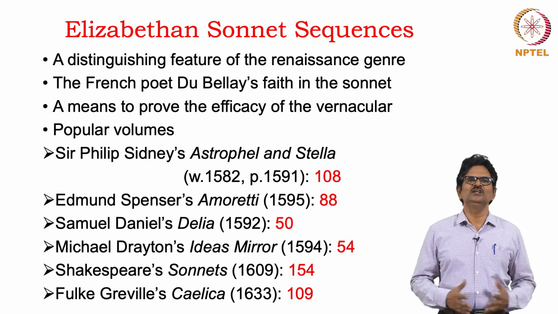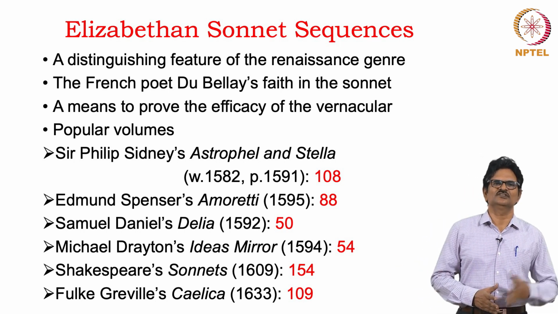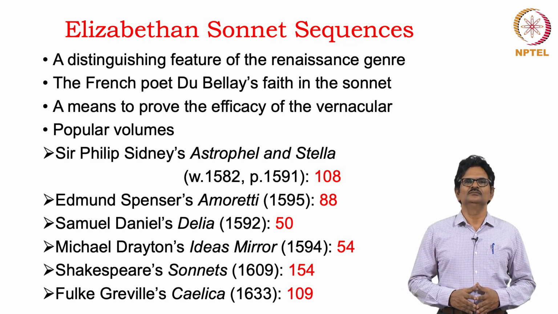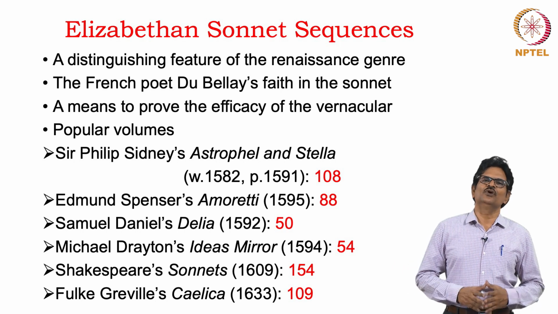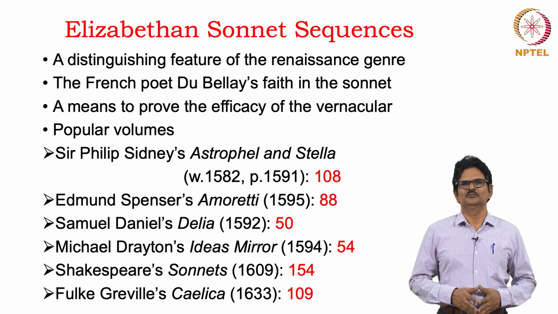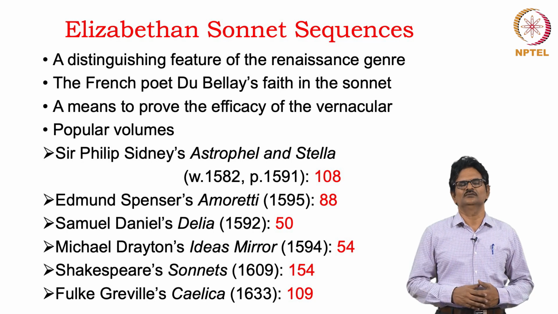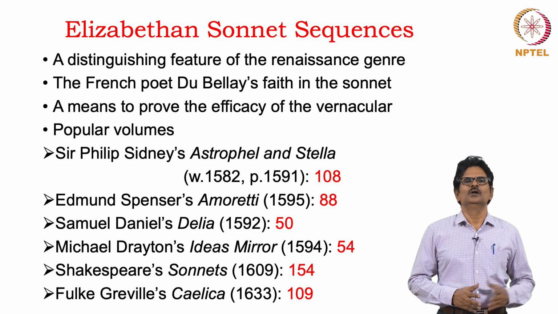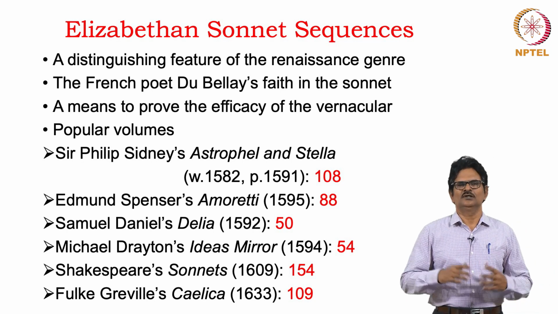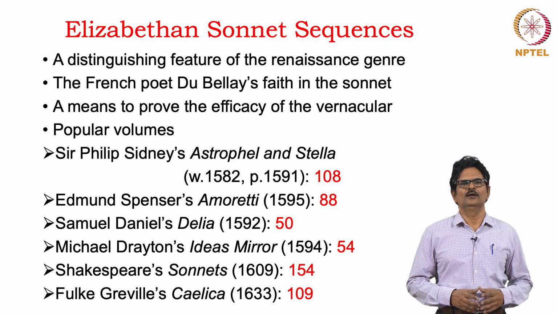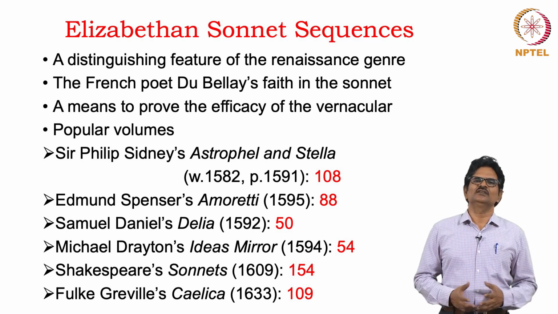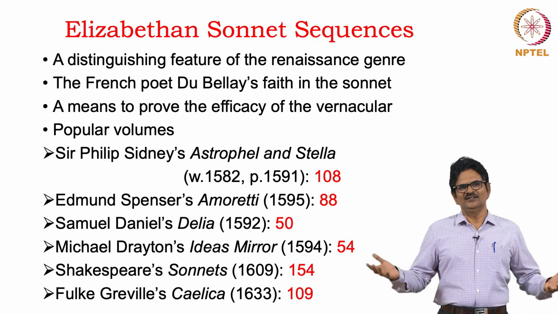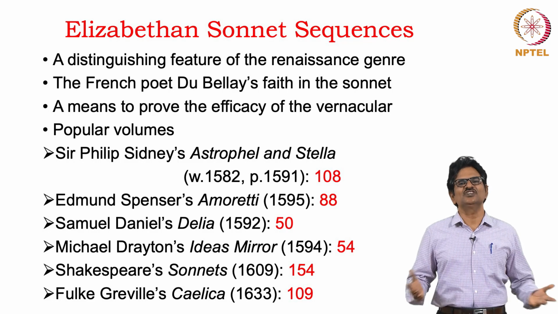Many popular volumes were published during the Elizabethan period. Some of them are here. Sir Philip Sidney's Astrophel and Stella. It was written before or by 1582, but it was published in 1591. Edmund Spenser's collection is called Amoretti. Samuel Daniel published a sequence called Delia. Michael Drayton came out with another sequence called Idea's Mirror. Of all these, the most popular is Shakespeare's sonnets.